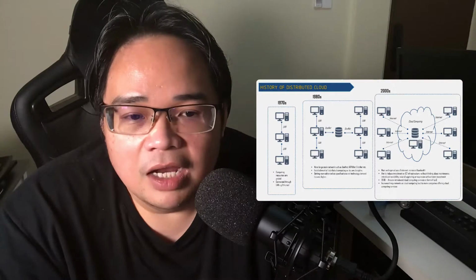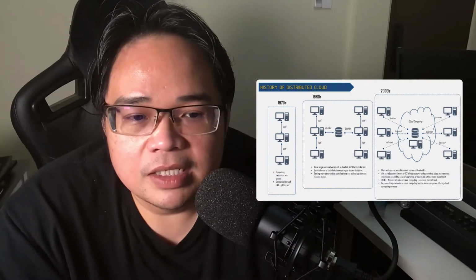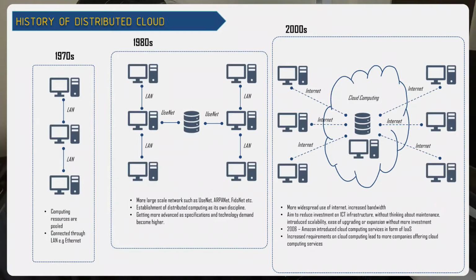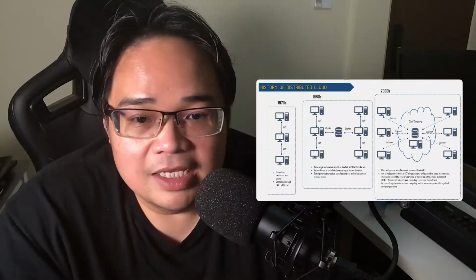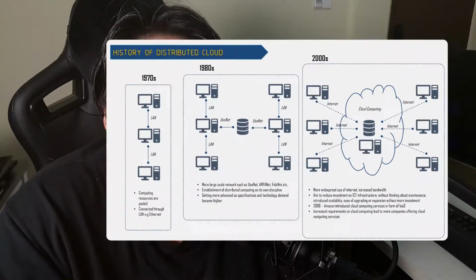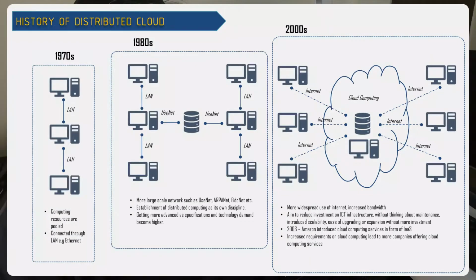The history of distributed cloud can be traced back to the 1970s, whereby computing resources are pooled and connected through local area networks, LAN, such as Ethernet, which is more private. And in the 1980s, there are more large-scale networks such as Usenet, ARPANET, and FidoNet, which are proprietary in nature, and the establishment of distributed computing as its own discipline. And in the 1980s, it's getting more advanced as specification and technology demand become higher.